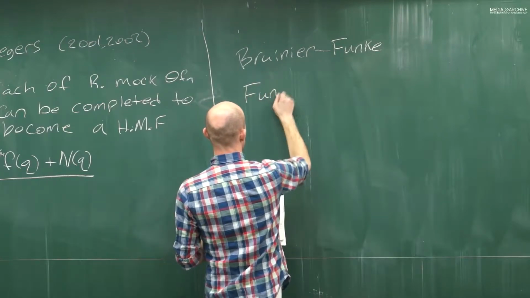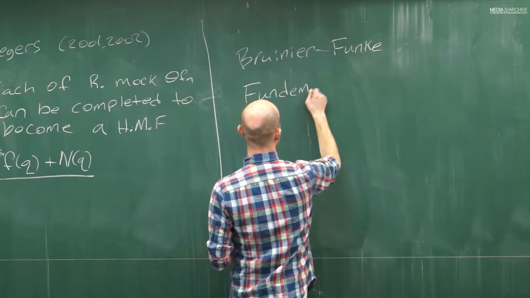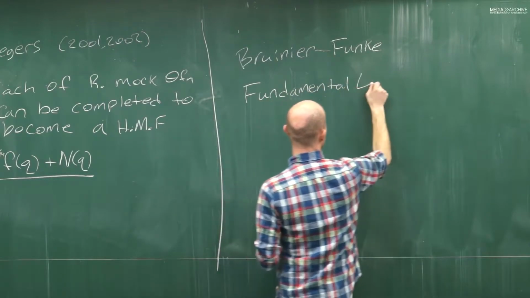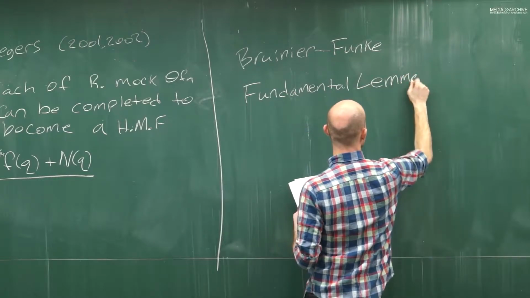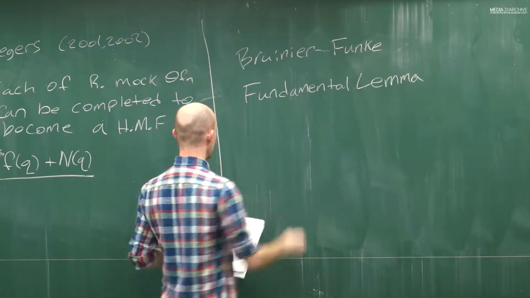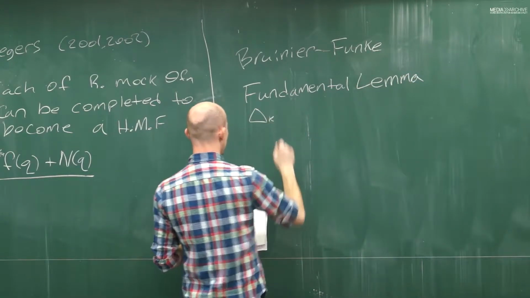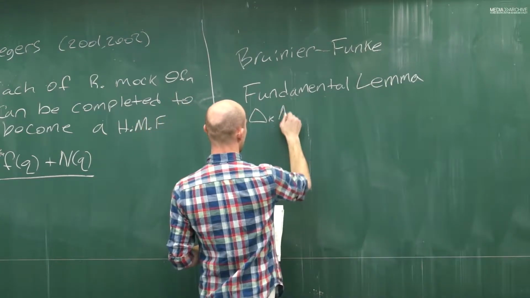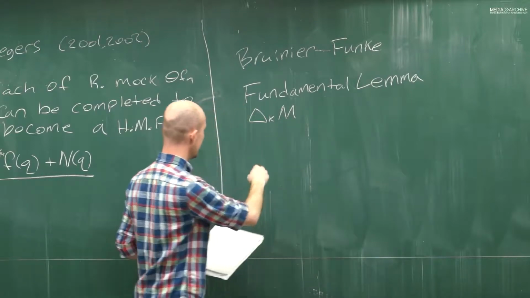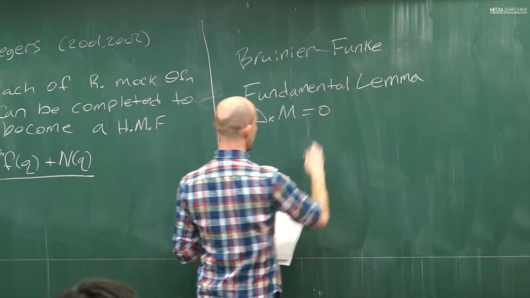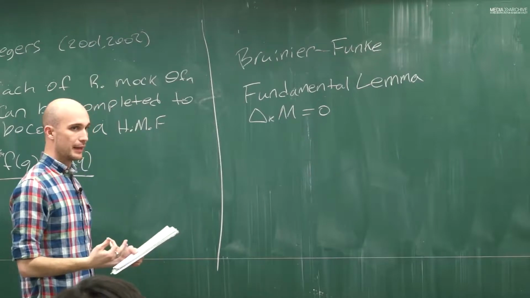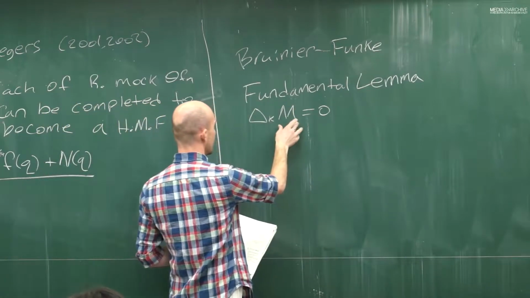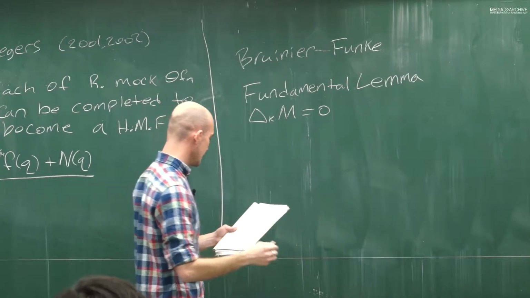So the first thing is that we have this fundamental lemma, which goes like this. First of all, we have this differential equation that says, for a harmonic Maass form, the image under the Laplacian is 0. This gives a differential equation that has two solutions. So we can split a harmonic Maass form into two pieces.